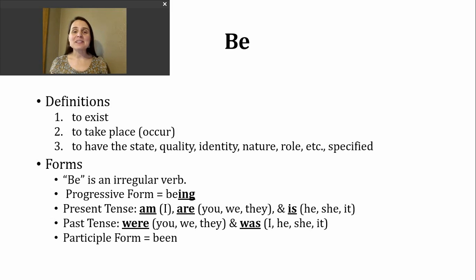As we've been talking about this week, be is an irregular verb. To make the progressive tense, we add ing, but be is very unique in that it takes three different forms in the present tense. Those forms are am, are, and is. And then in the past tense, be has two different forms, were and was. The participle form of this verb is been, B-E-E-N.